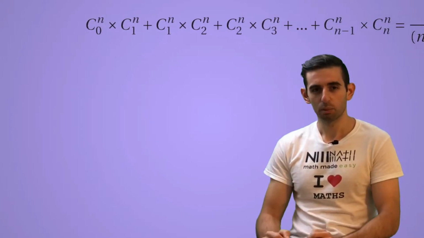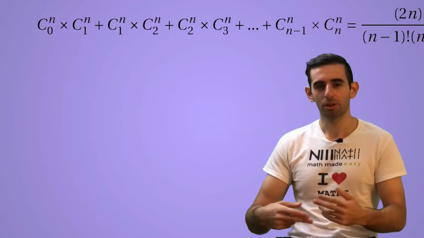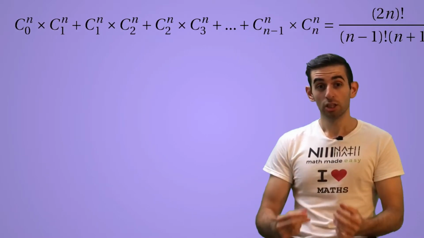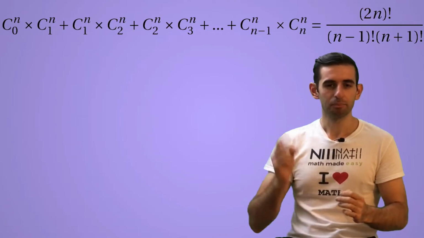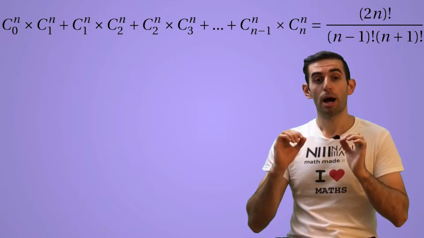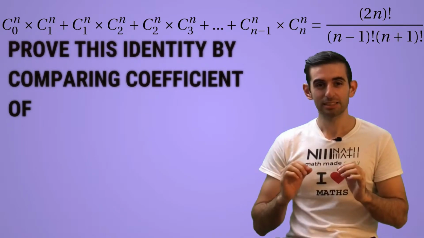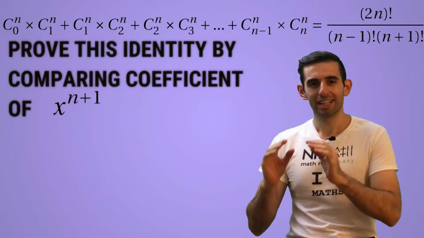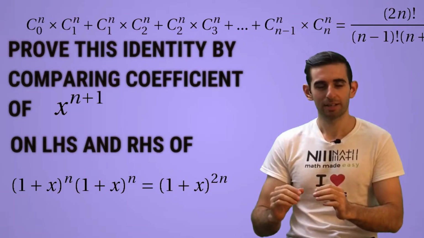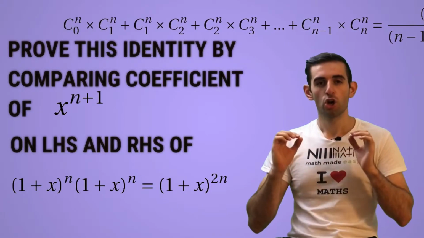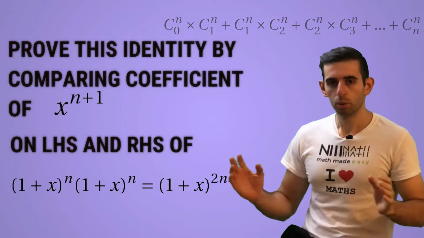Alright, let's get started. Okay, so our homework question is to prove the identity nC0 nC1 plus nC1 nC2 plus nC2 nC3 plus ... nC(n-1) nCn equals (2n)! over (n+1)!(n-1)!, which you can see here. What a mouthful to say. But they said by comparing the coefficients of x to the power of n+1 on the left hand side and right hand side of the identity (1+x)^n times (1+x)^n equals (1+x)^2n. Okay, whew, that was a mouthful to say.